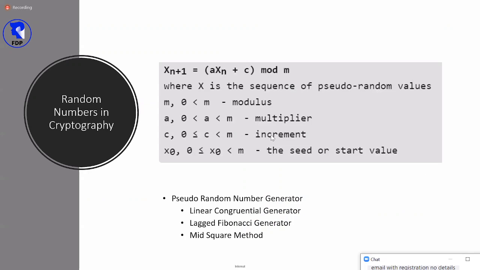I just wanted to touch upon random numbers, but I will not be able to do justice to this particular topic. Random numbers, as I think I mentioned before in the session, are very important with respect to cryptography. There are no true random numbers, so we use pseudo random number generators. There are multiple different ways of doing it.